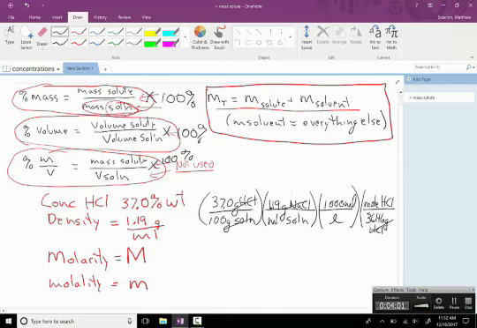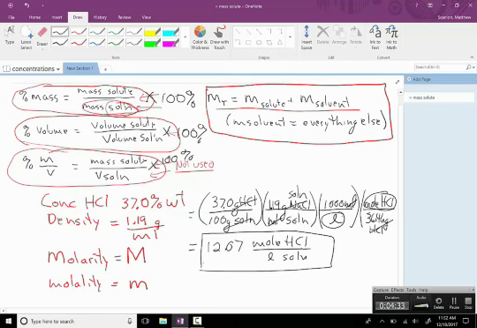If I look at my units, I've got to be very careful with the units. I messed up. This should be grams of solution here per milliliter of solution. So you got to be careful with that. And that gives me 12.07 moles of HCl per liter of solution. My milliliters cancel here, and I get moles per liter. Okay, easy, right? Now we'll do the molality.